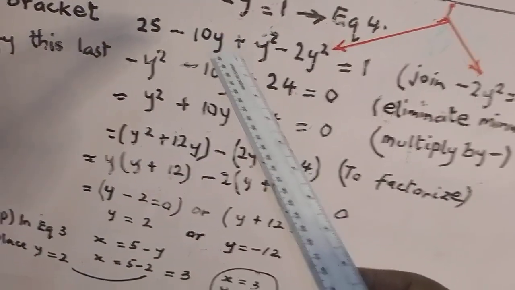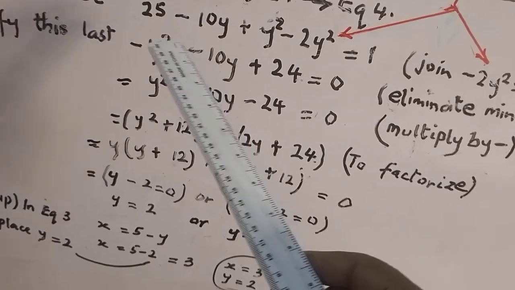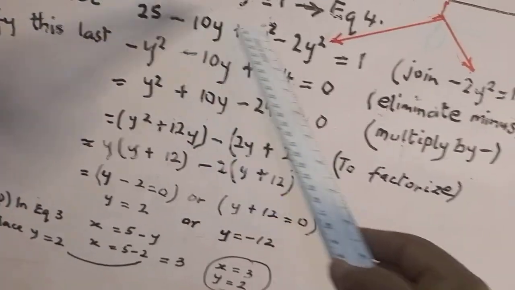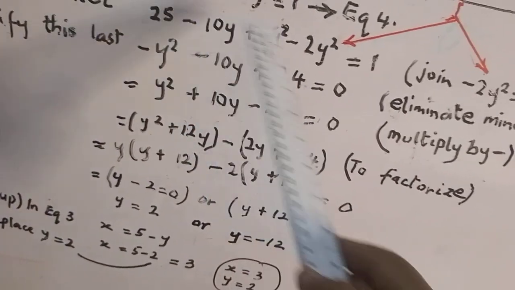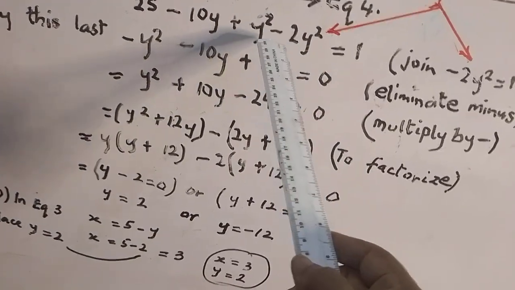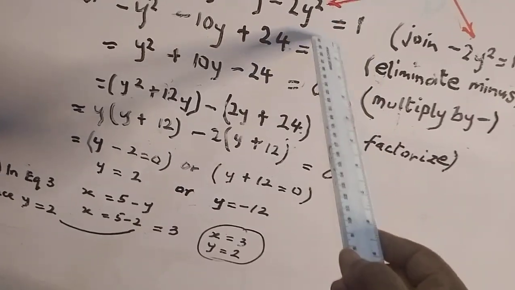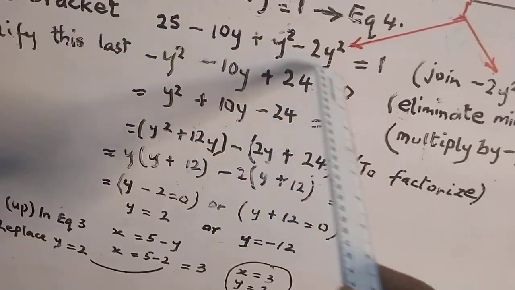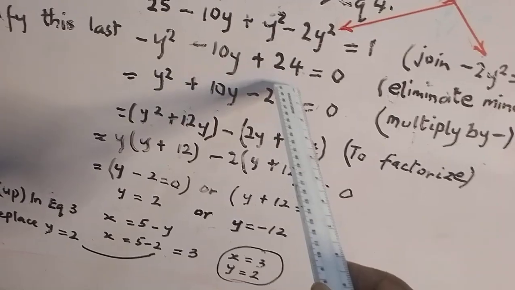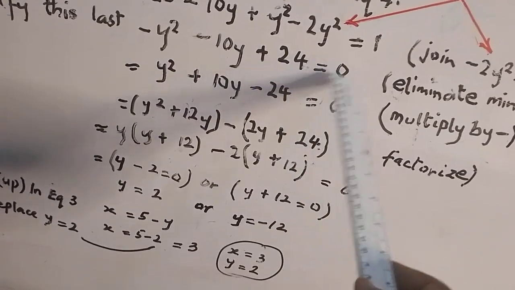Now let's explain. How did we get 24? Because there's no 24 here. Now let's see, it is 25. Cross this 1 here, it is now a minus sign. That is minus 1 equals 0 here. So 25 minus 1 is 24, plus 24 equals 0.